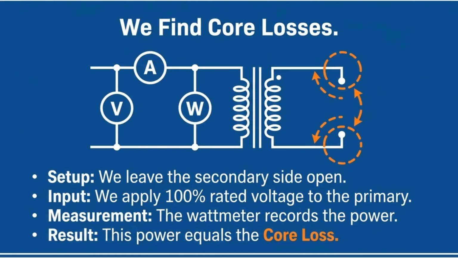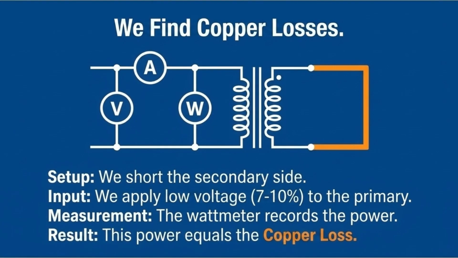Core losses are found during an open circuit test. Leave the secondary side open, apply the full rated voltage to the primary, and use a wattmeter to record the resulting power. Conversely, to find copper losses, perform a short circuit test.